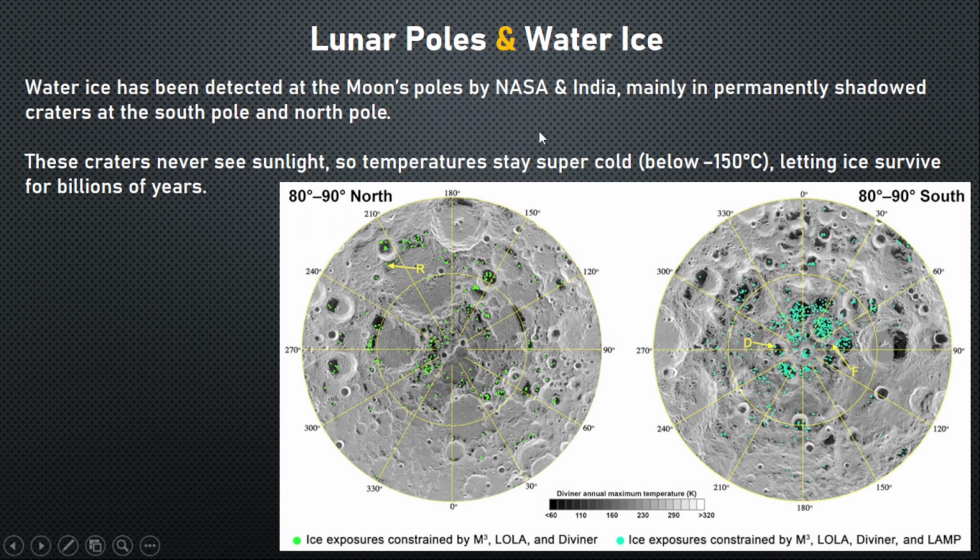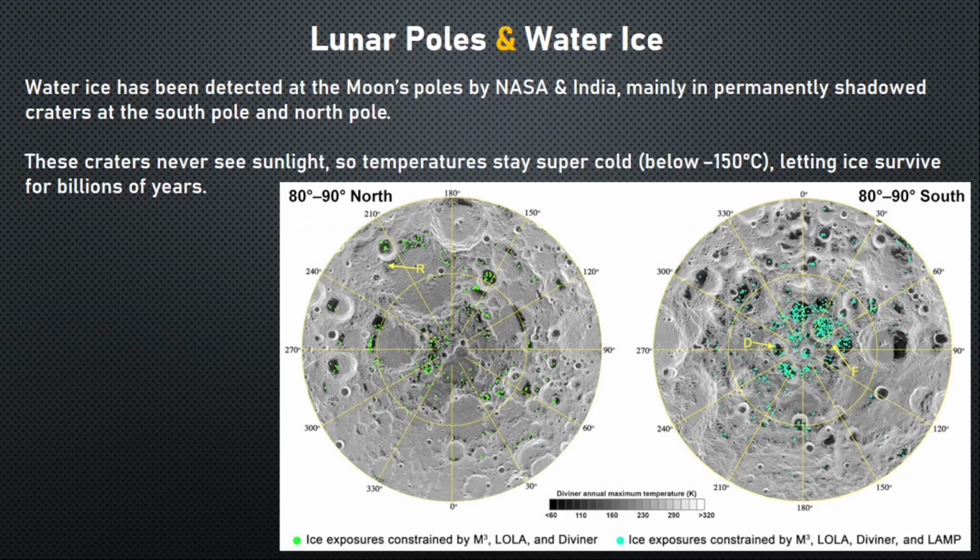So how about lunar poles and water ice? Just like any other celestial body, like the sun, the planets, anything that is round, there are poles on the moon. Moons have poles too. All the moons have poles. So the North Pole and the South Pole. But for our moon, it has water ice. Water ice has been detected at these poles by NASA and Indian missions. It has been detected mainly in the permanently shadowed craters at the south and north poles of the moon. And why is that so special?